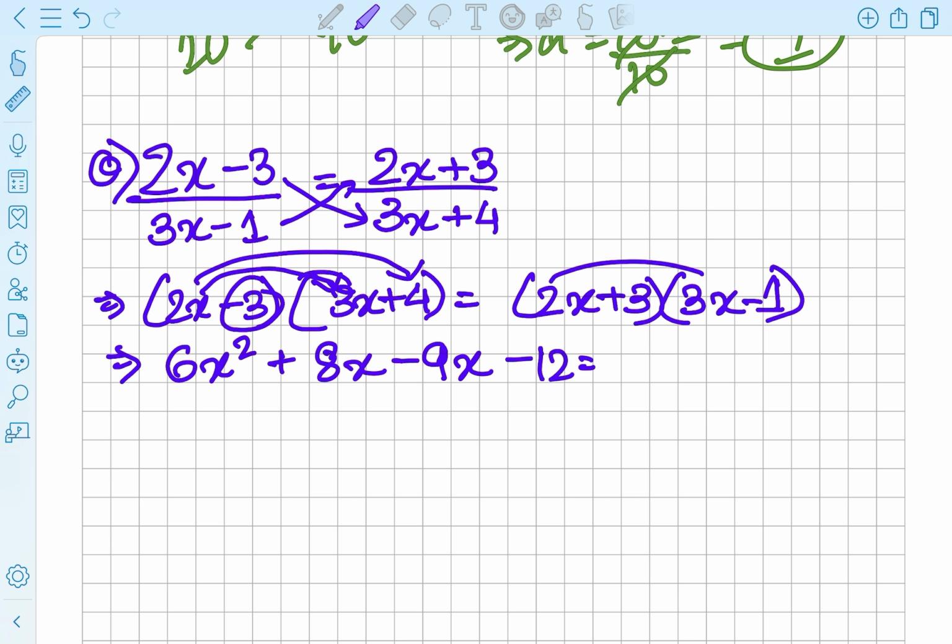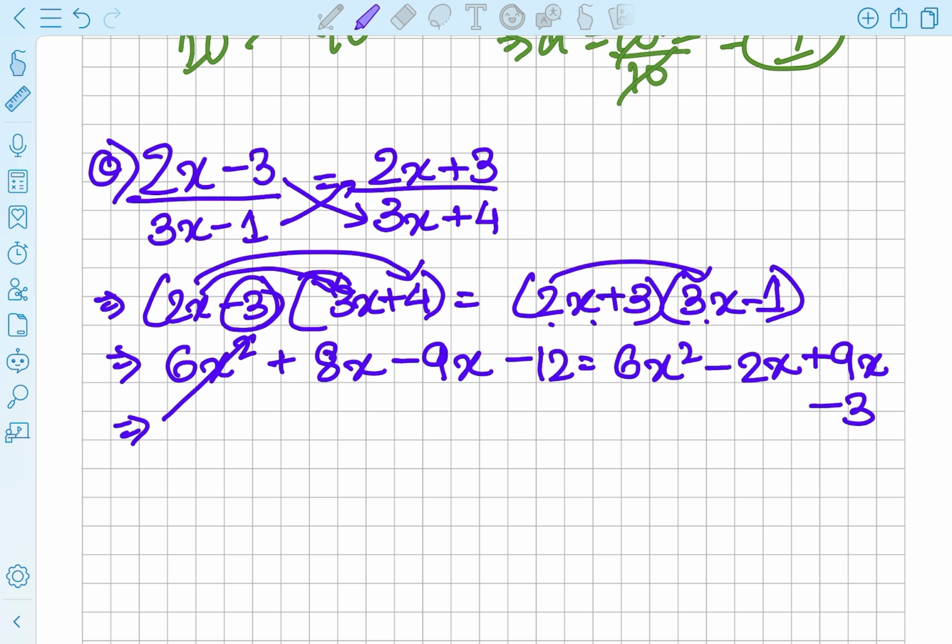On this side also do the same. Multiply the 2x with the 3x, becomes 6x square. Multiply the 2x with minus 1, it becomes minus 2x. Multiply the 3 into 3x, which becomes plus 9x, and multiply the 3 into minus 1, which means it's minus 3.